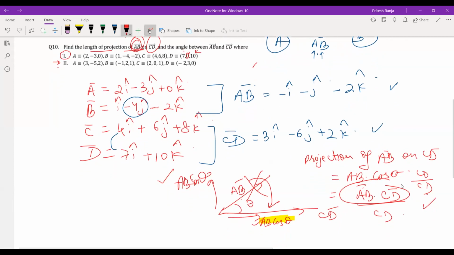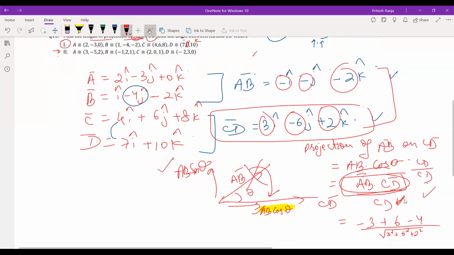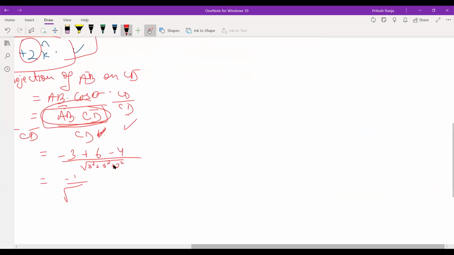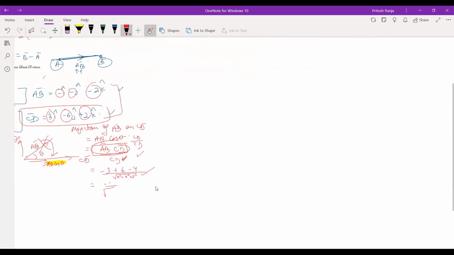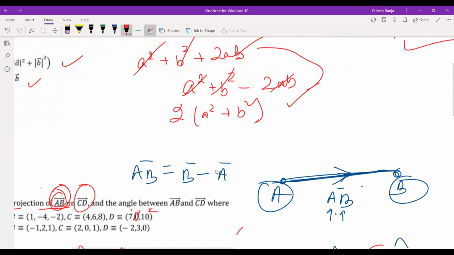So now you can take the dot product, AB dot CD, and you will get 3 into minus 1, that is minus 3, minus 1 into minus 6, that is plus 6, and then minus 2 into 2, that will be minus 4, and divided by CD. CD means the magnitude of the CD vector. So root of 3 squared plus 6 squared plus 2 squared. So this projection will come out to be minus 1 by root of whatever we get here, right? This you can simplify. So this way it is understood how to find the projection, right? This is understood now.